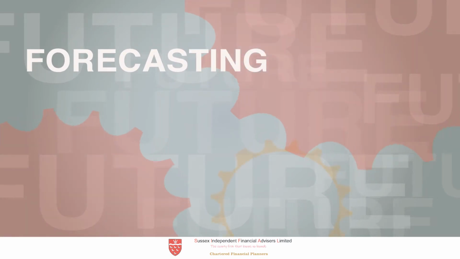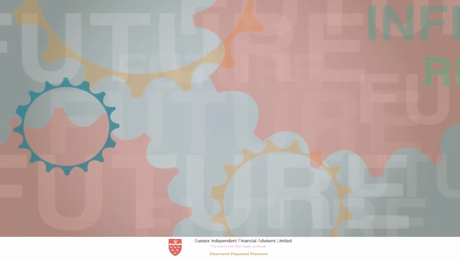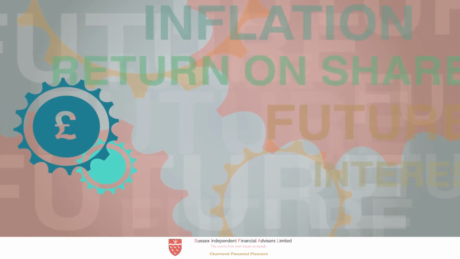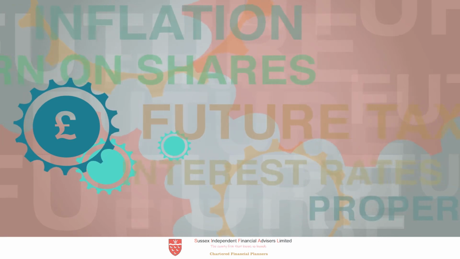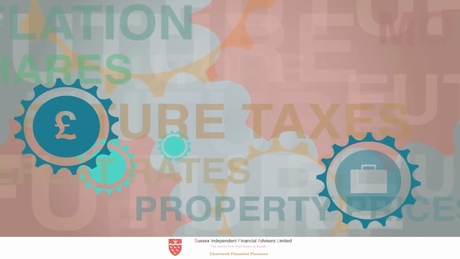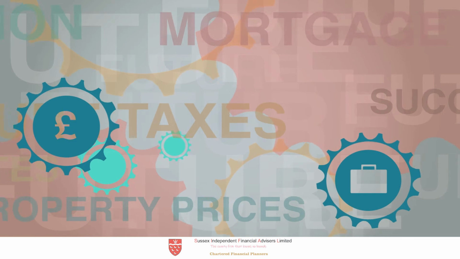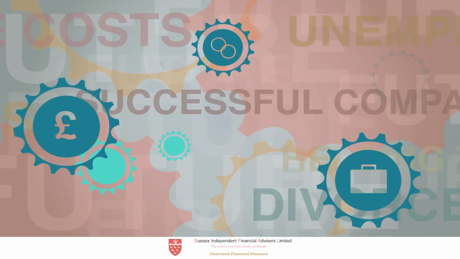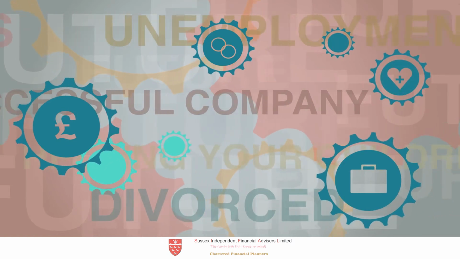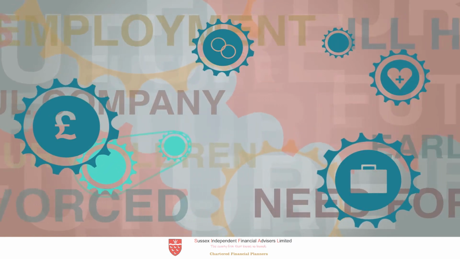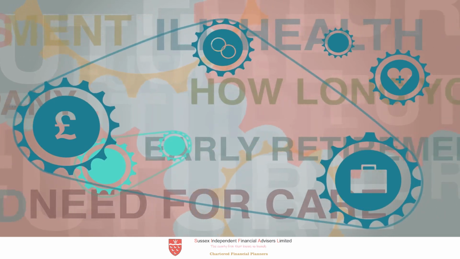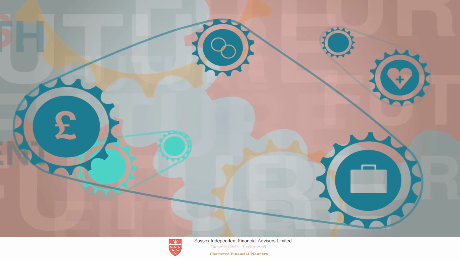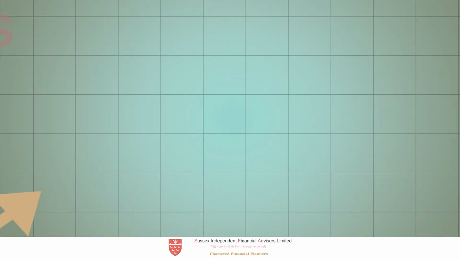Forecasting means trying to predict the unpredictable. No one knows what inflation will be, what returns will be on shares, future tax rates, interest rates, property prices or mortgage costs. If they will be divorced, what help their kids will need, whether they will be forced to retire early due to ill health, how long they will live. None of these can be predicted with any certainty. There are too many moving parts. Trying to forecast these aspects individually is difficult, but mixing them together is impossible.